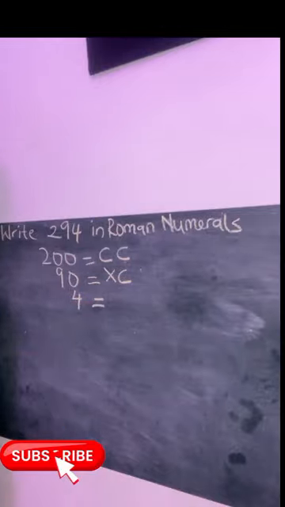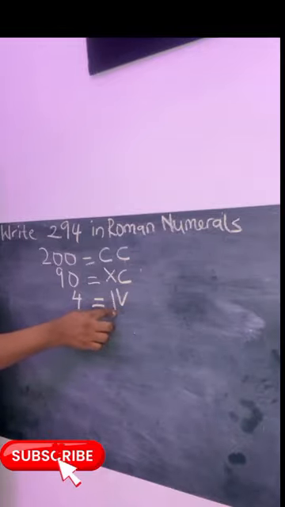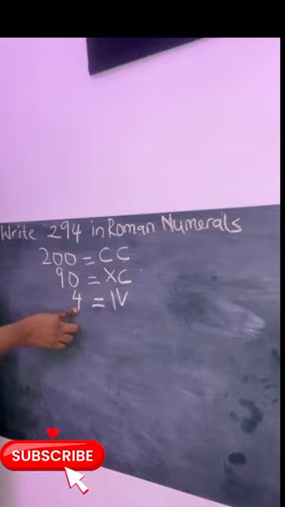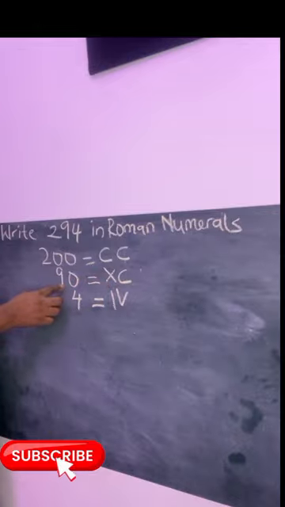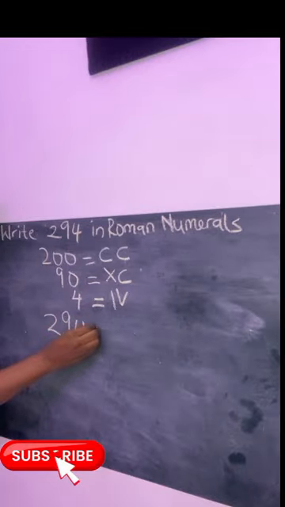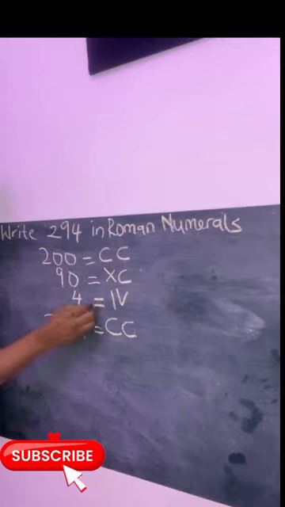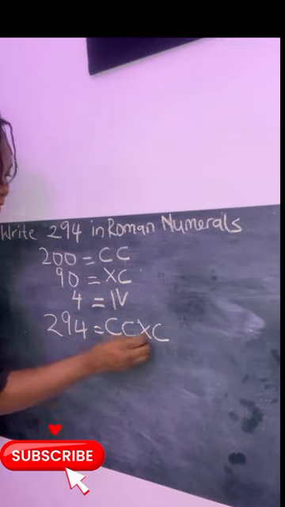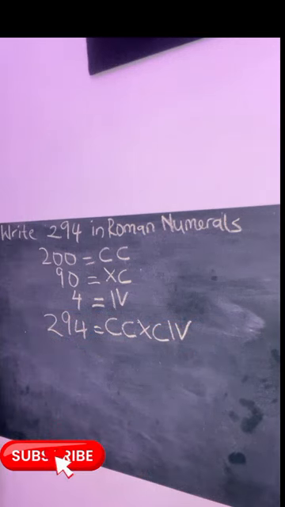Then remember our 4. Our 4 is IV. That is 5 minus 1 to give you 4. Remember your 90, 100 minus 10 to give you 90. So let's write it out. 294 is what? CC, that's 200. 90 is XC, 4 is IV. Wow. I hope you're getting it.